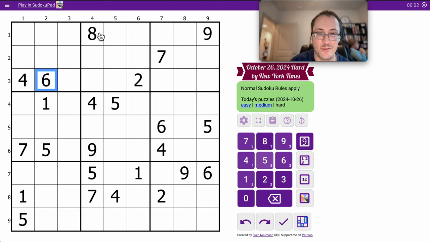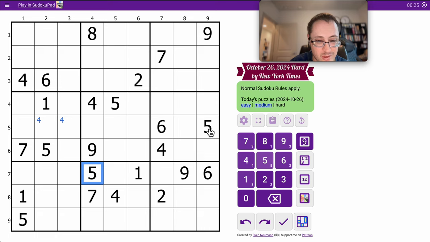This is Saturday, October 26th, and I'm sure I'll do faster than yesterday's 25-minute saga. But I have nothing in the top three rows. In the middle three rows, they give me all three fives, but they only give me two of the fours, so I can place one.